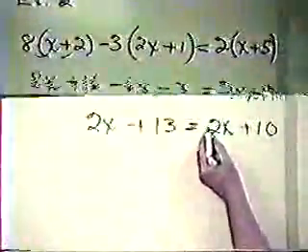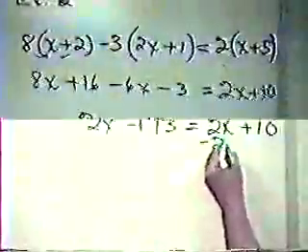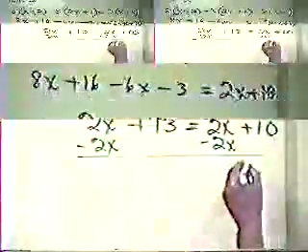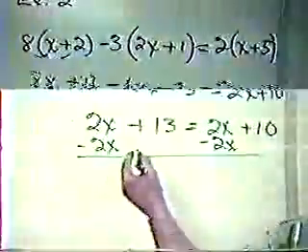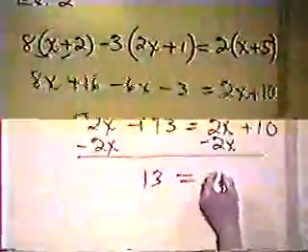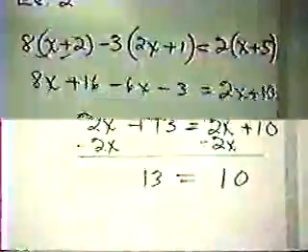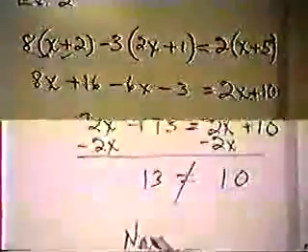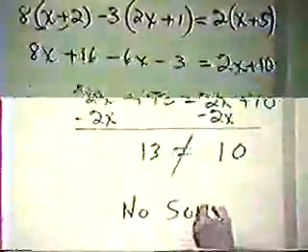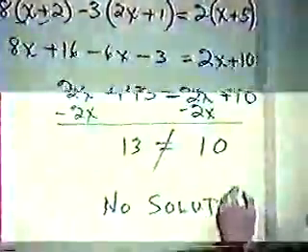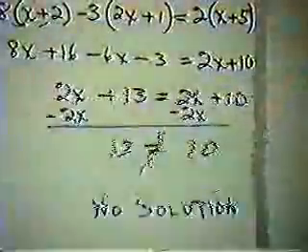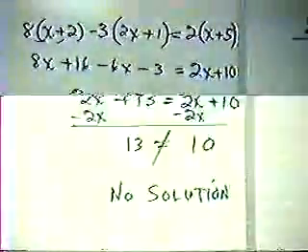So this is a plus here, so we'll subtract 2x from both sides. And adding a minus 2x to a plus 2x, that drops out, and we get 13 equals 10. And that can't be true. Therefore, this is a no solution. Okay, it came out that there wasn't any numbers that made it work. All right, now let's go to the next example.